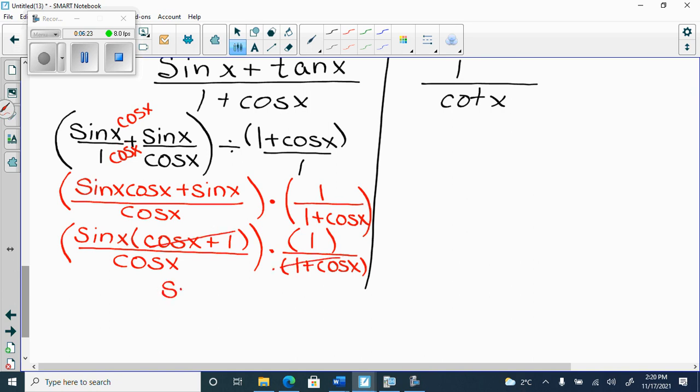Sin x over cos x, which is just tan x. And what is 1 over cotan x the same as? Tan x, because this is just 1 divided by 1 over tan. Right? So it's the same as 1 times tan over 1. So this is just tan.